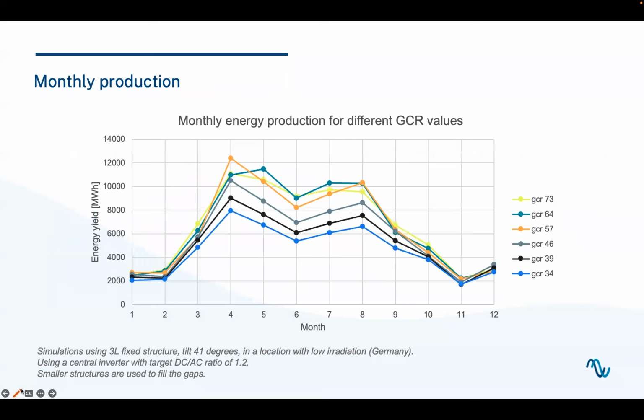Finally, this is showing the production for each month, and the lines on the upper part of the chart are with higher GCR values. You can see that at some point you start actually losing production significantly in specific months compared to the lower values. So that's all.